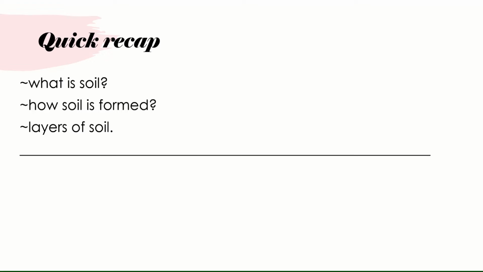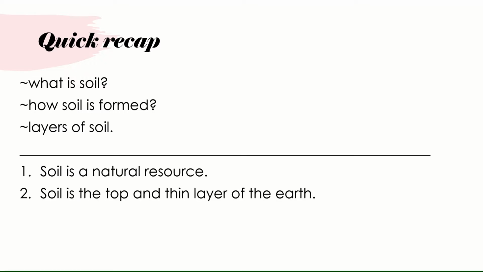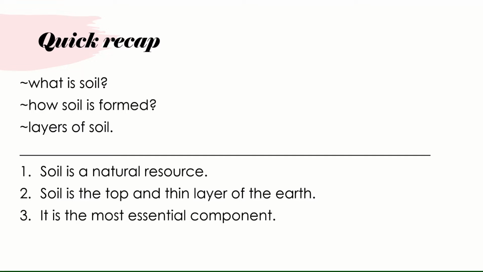So let's do a quick recap of the previous video. In the previous video we have learned what is soil, how soil is formed, layers of soil. So here are a few important points which will make our revision easy, right? We have learned that soil is a natural resource. I've explained to you that soil cannot be formed artificially, so we obtain it from nature, and that's why it's a natural resource. Next, we have learned that soil is the topmost and thinnest layer of the earth, right? And plants grow on it, and it is the most essential component.